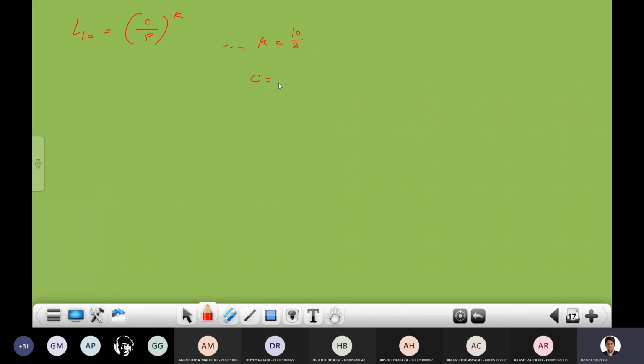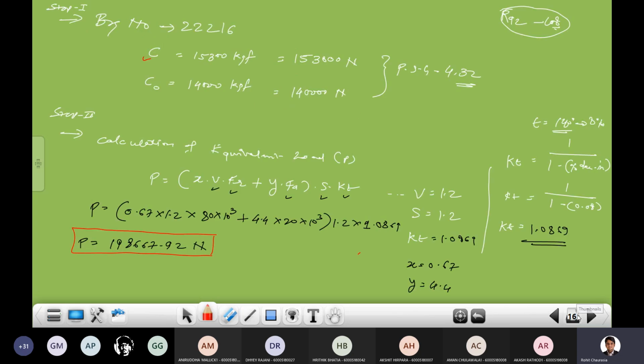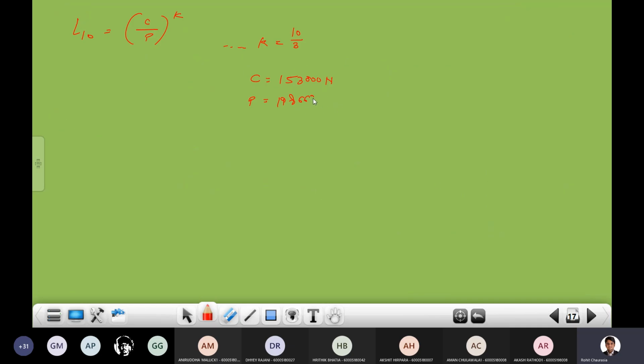Now C का value was ये 15,000 था, उसको हमने कन्वर्ट कर दिया था न्यूटन में, एंड P का वैल्यू आया 19,198,667.92 Newton. Now just put the values and try to get the value of L10. That is step number 3.